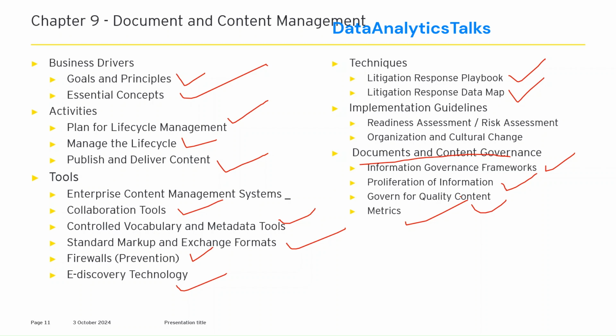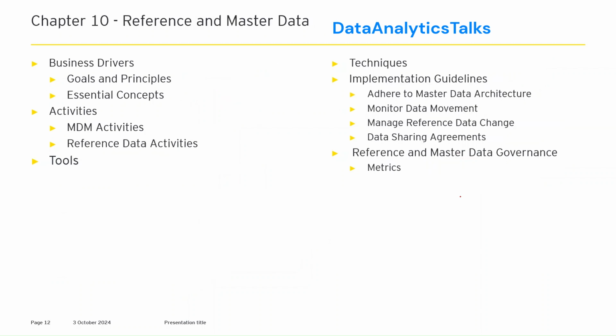Of course, the chapters deal in detail with each chapter. In chapter 10, we have the reference and master data. We have the goals and principles and essential concepts in reference and master data. Activities like MDM activities, reference data activities, the tools, DM tools. Then implementation guidelines: you have to adhere to master data architecture, monitor data movement, manage reference data change and data sharing agreements, and reference data, master data governance. Also under that, we have various matrices.